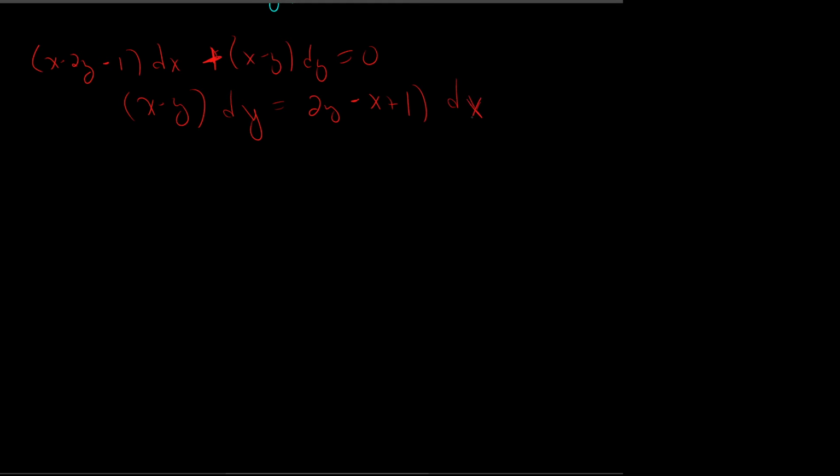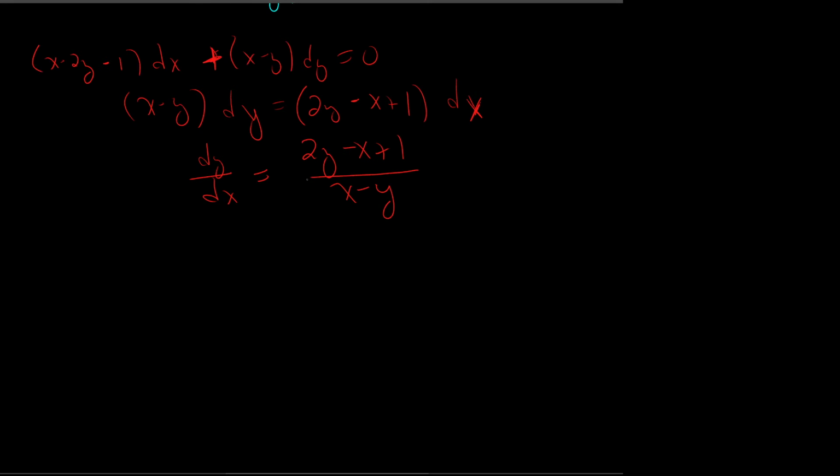So if I have (x minus 2y minus 1) dx plus (x minus y) dy equal to 0, I'm going to run through the same thing. I'm going to have (x minus y) dy equals, and I'm going to switch the signs here as I go through, so it's going to be 2y minus x plus 1. I hope you're okay with that. As I'm subtracting something, I'm switching the signs. And so dy/dx is equal to (2y minus x plus 1) over (x minus y).